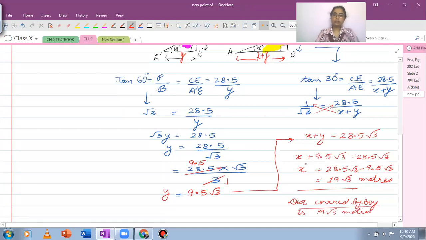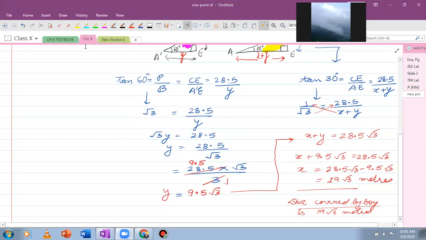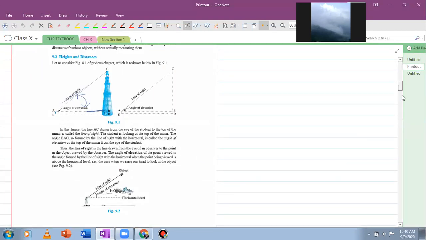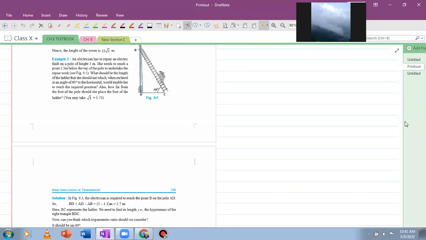Anyone with any questions? Okay, if you've already solved it, then I'll just take up, because some students were actually showing me their copies while I was solving this question here.